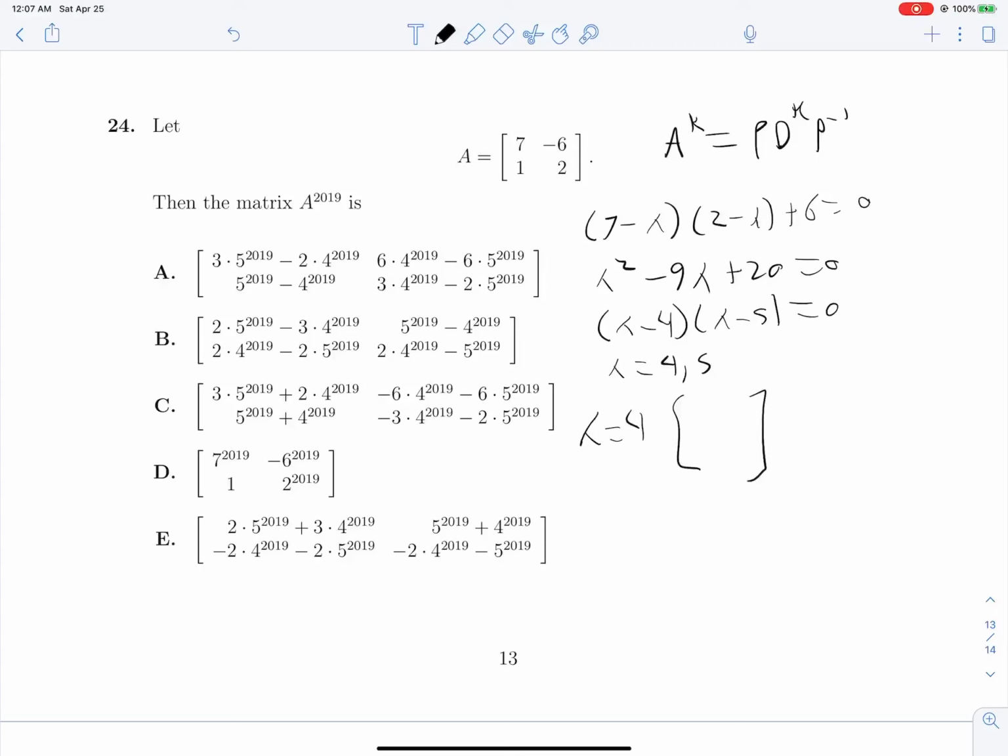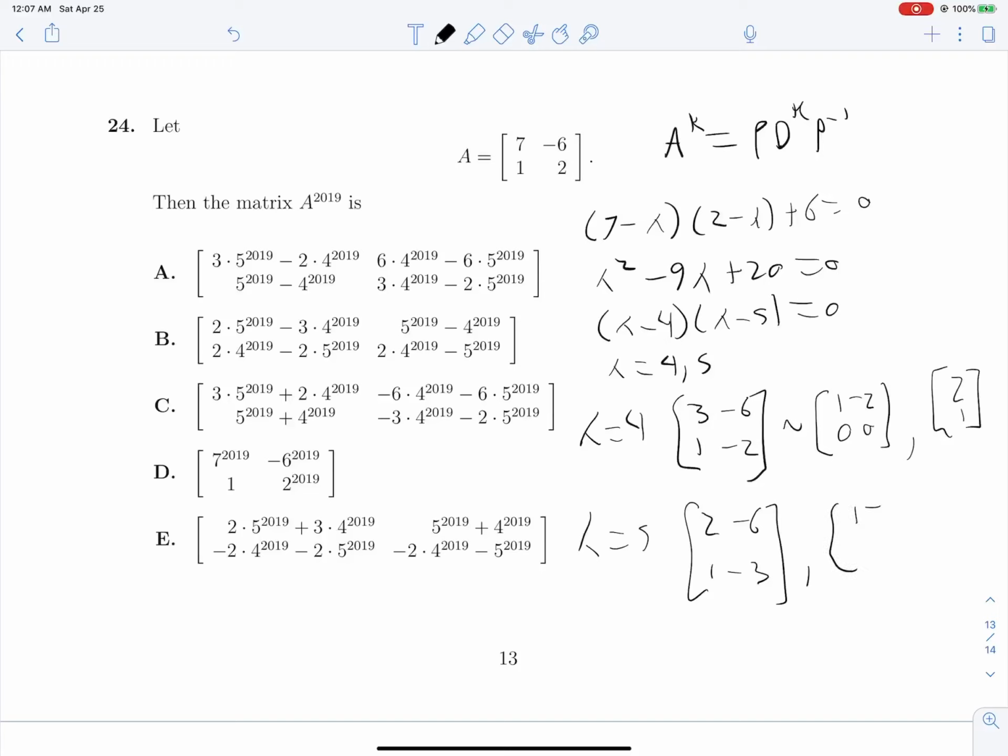For lambda equal to 4, A minus lambda I will be 3, negative 6, 1, negative 2. We can simplify this to 1, negative 2, 0, 0, and get an eigenvector of 2, 1. For lambda equal to 5, A minus lambda I gives us 2, negative 6, 1, negative 3. We can simplify this to 1, negative 3, 0, 0, and get an eigenvector of 3, 1.